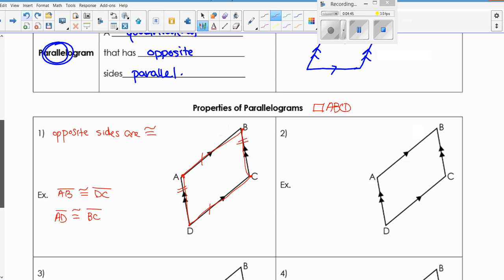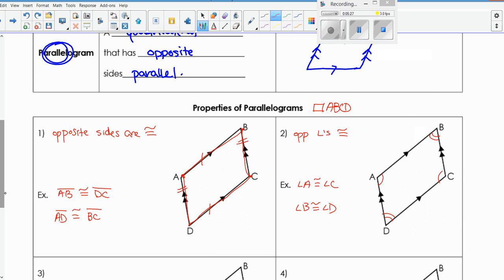Alright. Another property. So if quadrilateral ABCD is a parallelogram, not only are opposite sides congruent, but opposite angles are congruent as well. So that would mean that angle A and C are congruent. So label your figure as well. That also means that angle B and D are congruent. So angle B would be congruent to angle D.